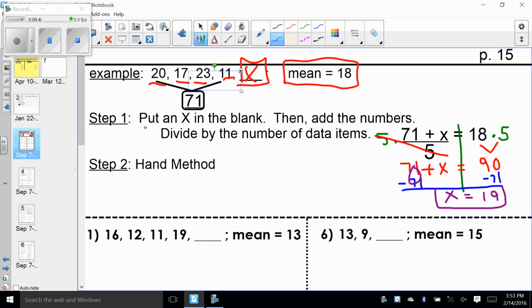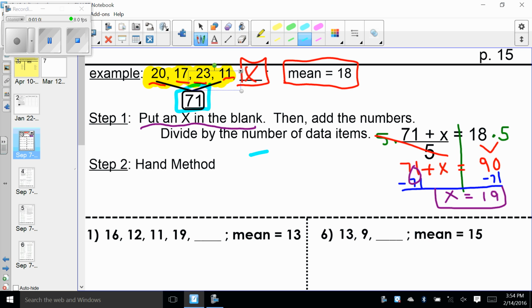So step 1, you need to put an X in the blank. Then what we do is we add the numbers that we have, and then we divide by the number of data points. So if we take a look at this, we will want to add the numbers 20, 17, 23, and 11. And you can see right here that that adds to 71.